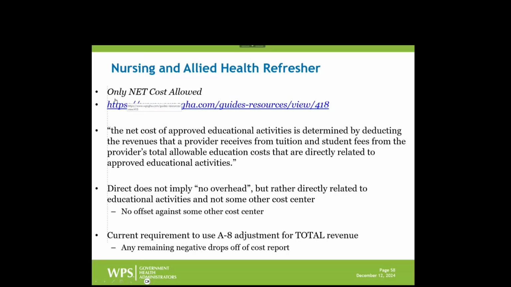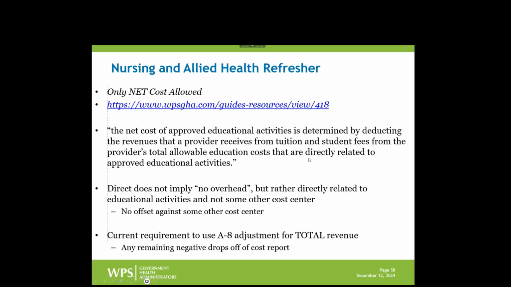The other thing about this is that the cost has to be offset by any related revenues, which would generally be tuition and student fees. We have a website page that goes through tuition offset. And here's the excerpt from the regulation. The net cost of approved educational activities is determined by deducting the revenues from tuition that are directly related to approved educational activities. Now, here's the piece I want to mention.